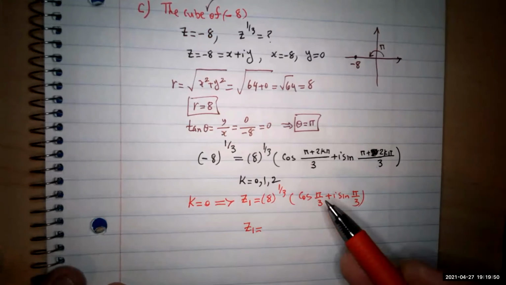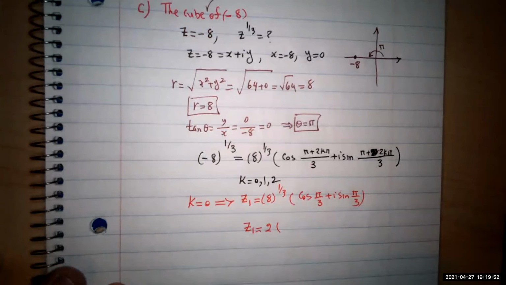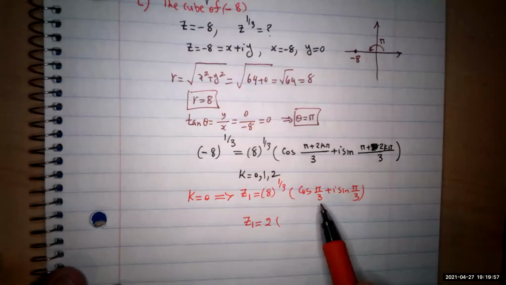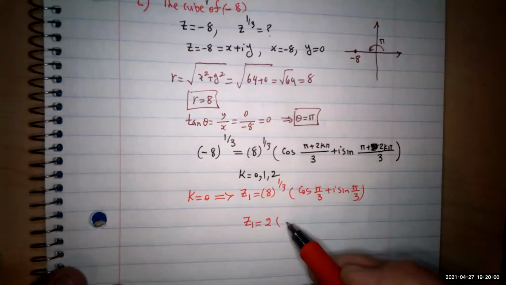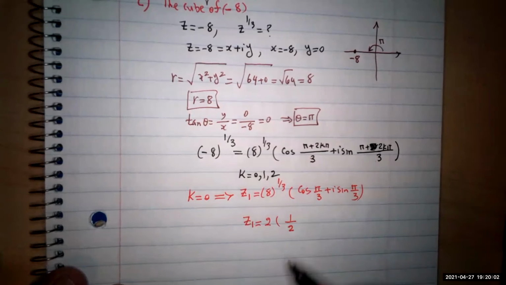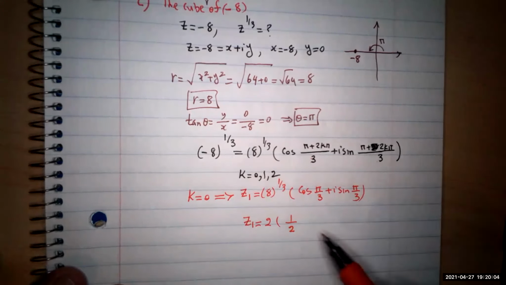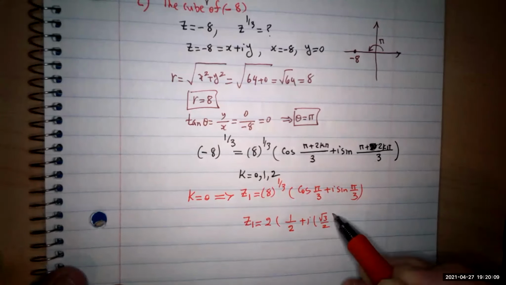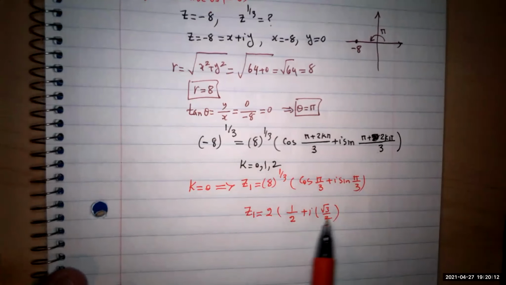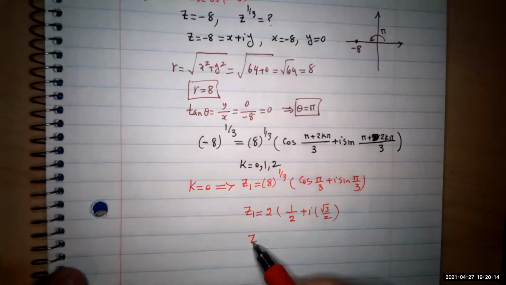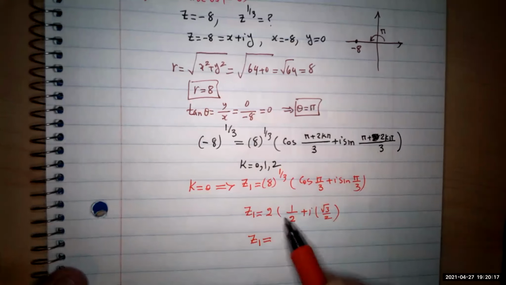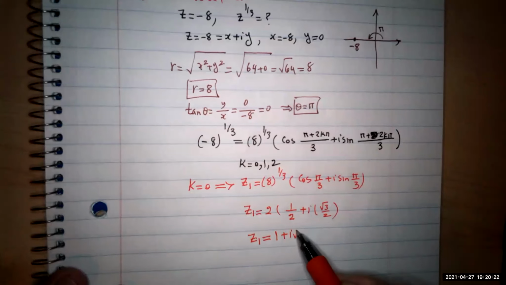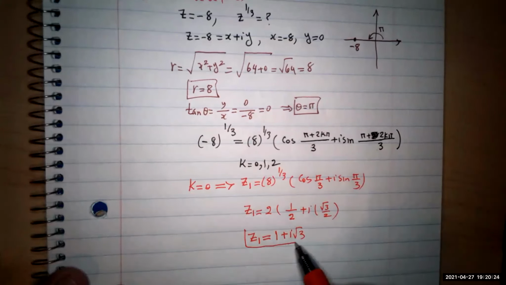Now we can simplify it. 8 to the 1/3 is the cube root of 8, which is 2. Cosine of pi third, which is cosine of 60 degrees, is equal to a half, plus i sine of pi third, which is radical 3 over 2. If you multiply the 2 inside, Z1 would be 1 plus i radical 3. This is one of the solutions.